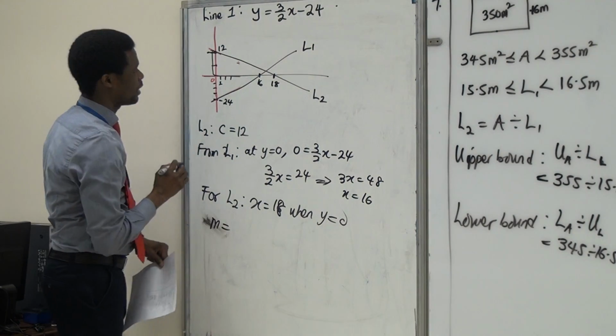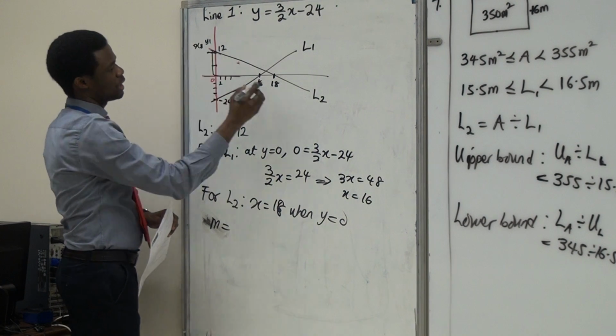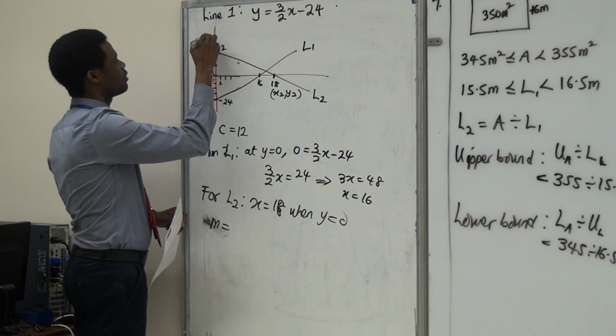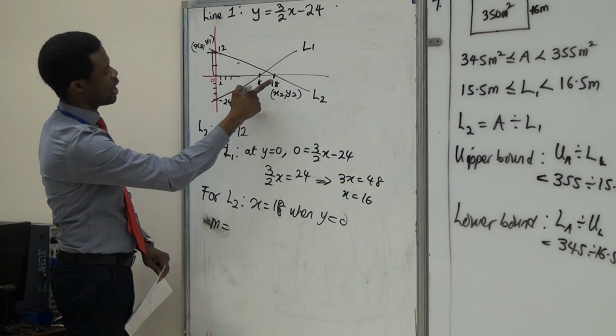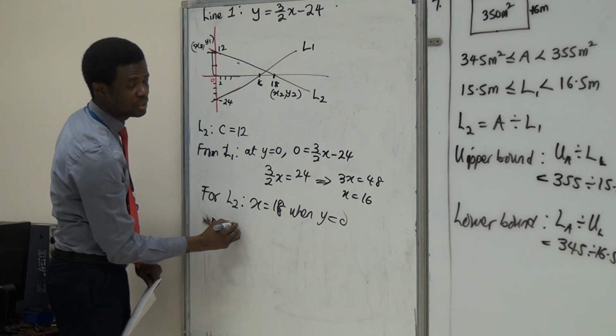Gradient is changing Y divided by changing X. So if I put this as X1, Y1, then this could be my X2, Y2. Agree? I'm talking to everyone? Yes. So, changing Y, Y2 minus Y1. What is Y here? 18. Really? Oh, sorry. Sorry, 0.